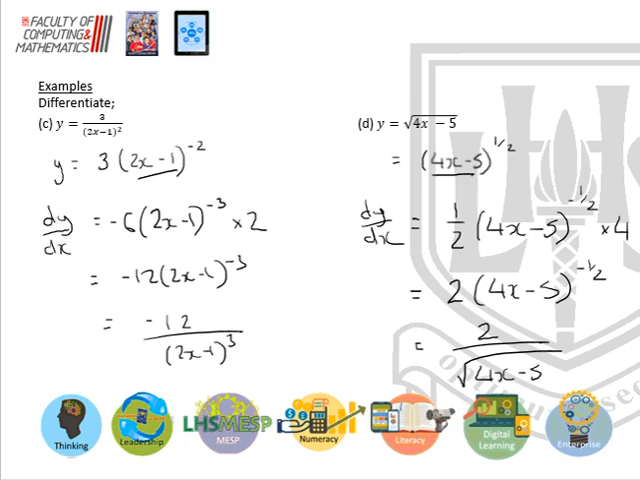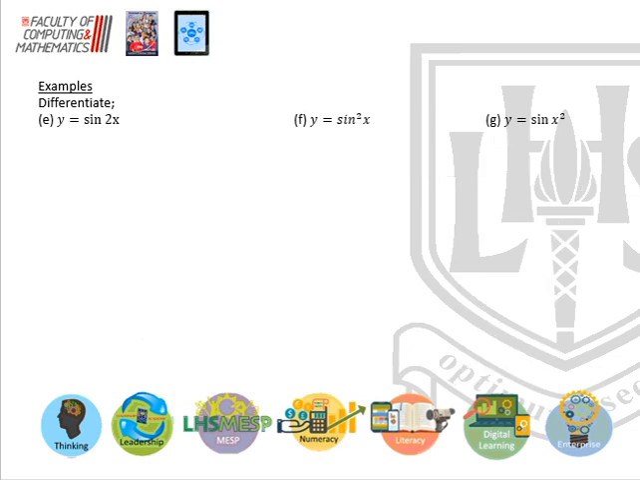You can see how that one and this one are not able to be done even by multiplying out the bracket. So we need this in order to be able to differentiate. Now the last type we're going to look at is a couple of trigonometric terms, and these ones are particularly tricky.